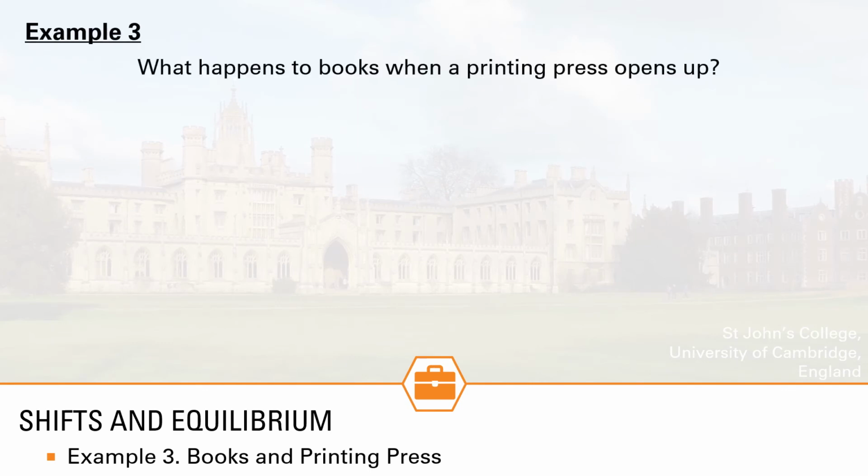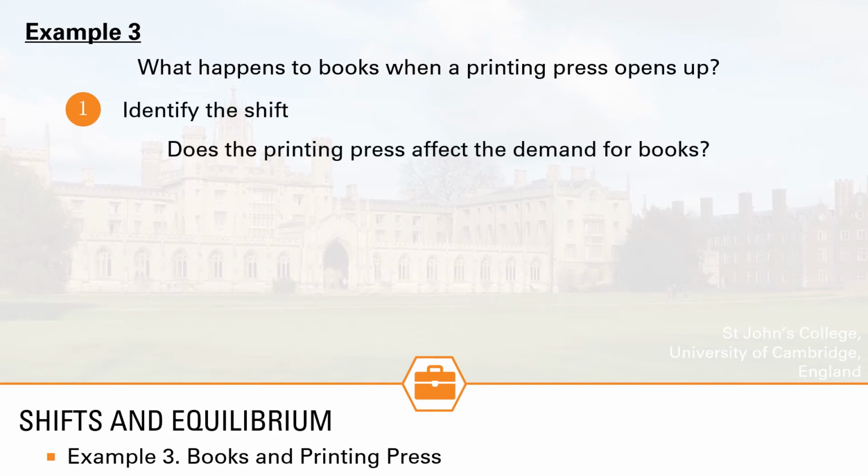Example 3. What happens to books when a printing press opens up? So again, let's identify whether this is a demand shift or a supply shift. So, does the printing press affect the demand for books?